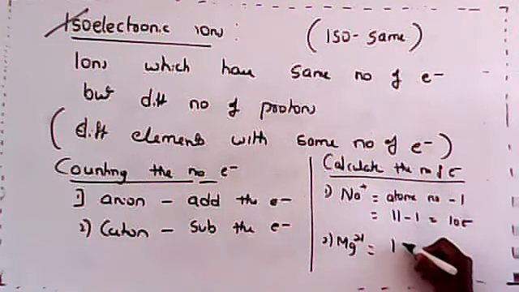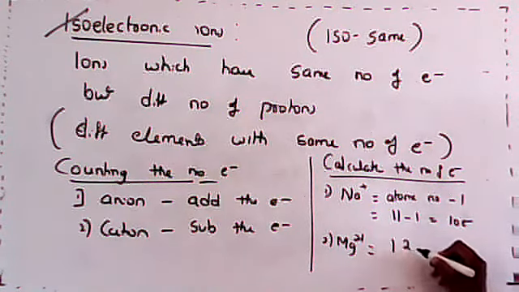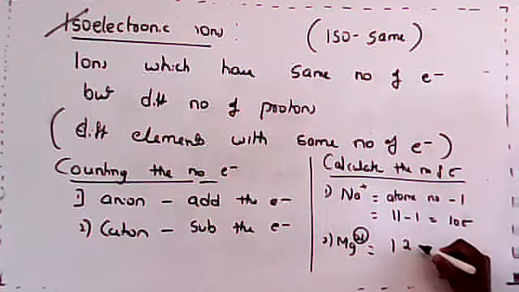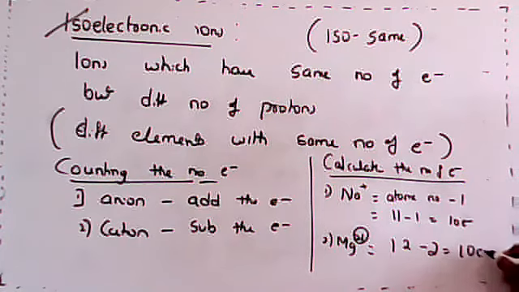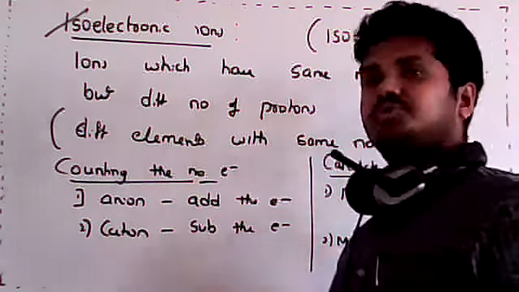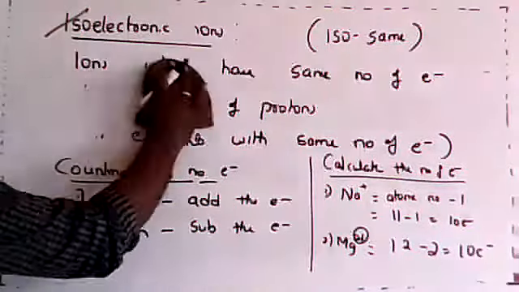How? Because the atomic number of Mg is 12. And what is the charge of this one? 2 plus means the reverse of that, minus 2. It becomes 10 electrons. Got it? So can you answer now?